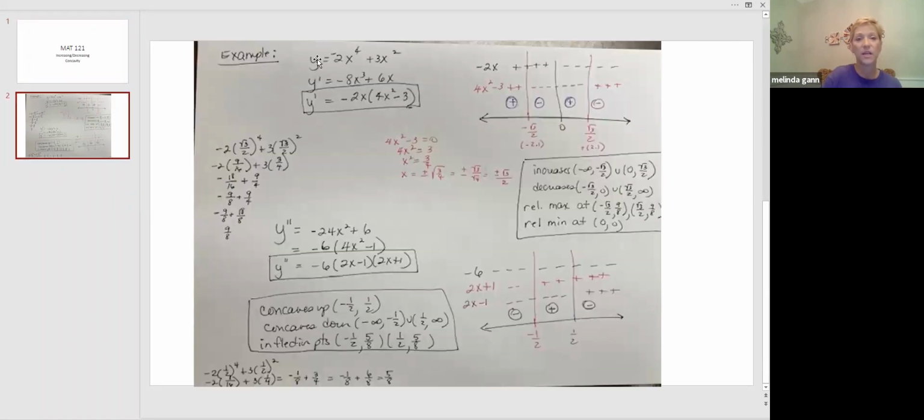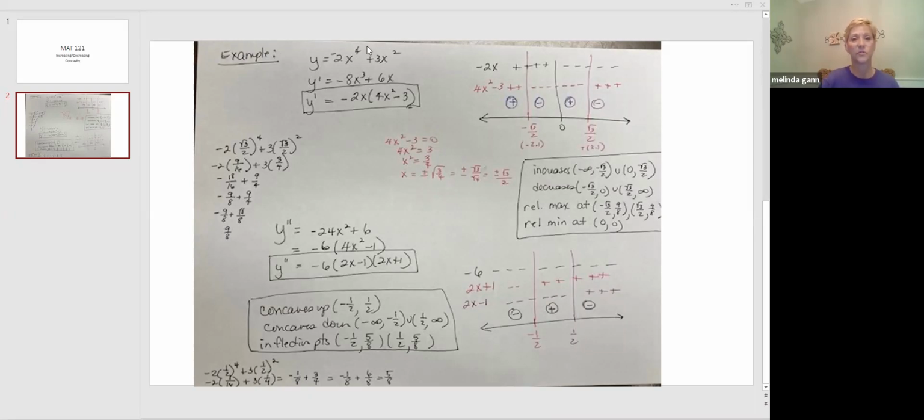Okay, here's the equation. All right, here's your original equation. You've got y is negative 2x to the fourth plus 3x squared. So this was your original equation, and I want to know where it increases and decreases. Now, increasing, decreasing, maximums, and minimums all go with the first derivative.